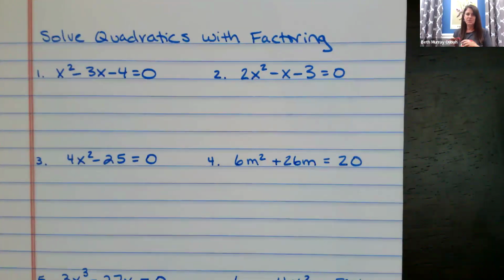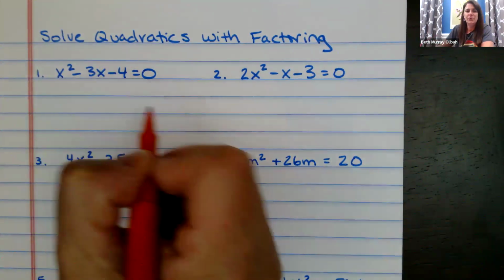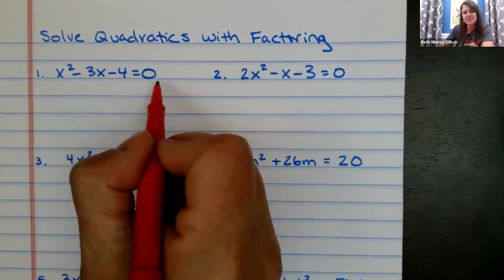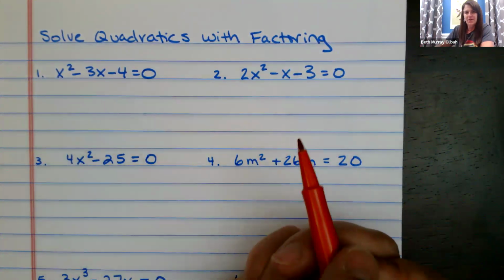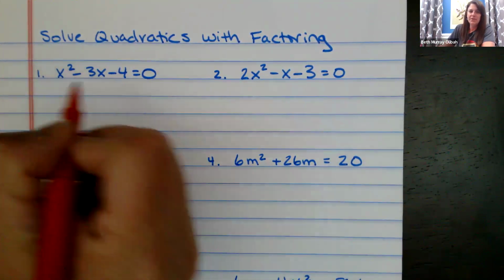So the key to using factoring to solve a quadratic is to make sure you have everything on one side before you start, which means you will always have a 0 on the other side. So if that's not happening, you're going to make that happen first. But number one is good to go.